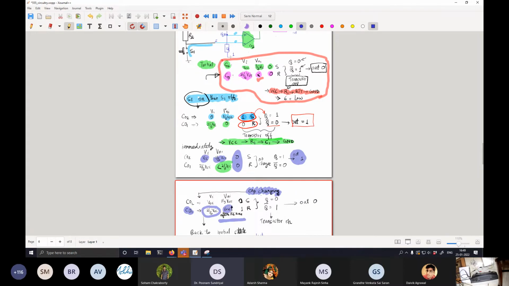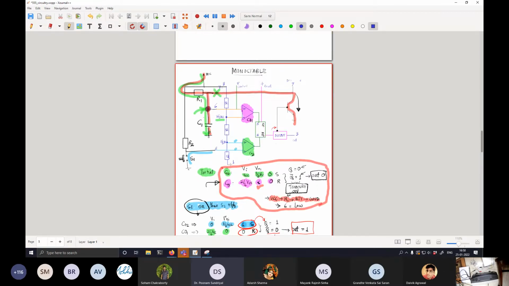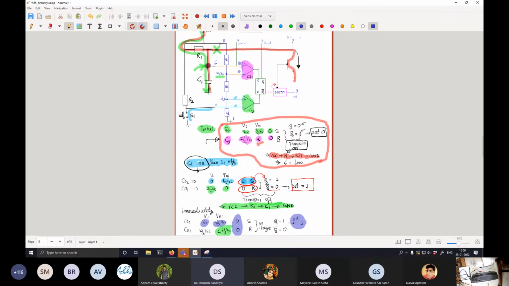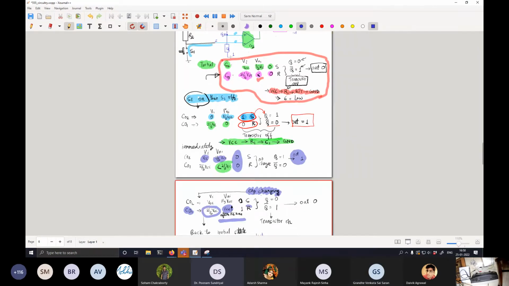So when it exceeds 2/3 VCC, what will happen? The non-inverting input has exceeded the inverting input. Is that clear? Yes, sir. So what will be the output? R will become 1. But what is the fate of the second comparator? Nothing has changed. The inverting input is VCC, the non-inverting input is 1/3 VCC. Nothing has changed. So R becomes 1, S becomes 0.